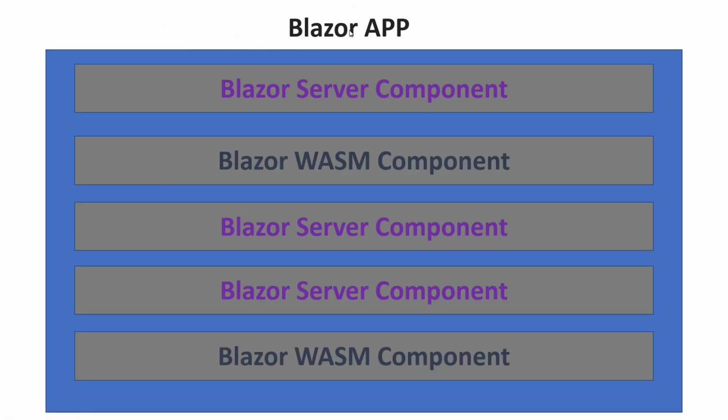First of all, imagine that I have created a Blazor web app. Then I can mix the power of WebAssembly and Blazor server together like this. Let's say it's a Blazor app and I am able to create a Blazor server component, some Blazor WASM components, and take advantage of all of them together.